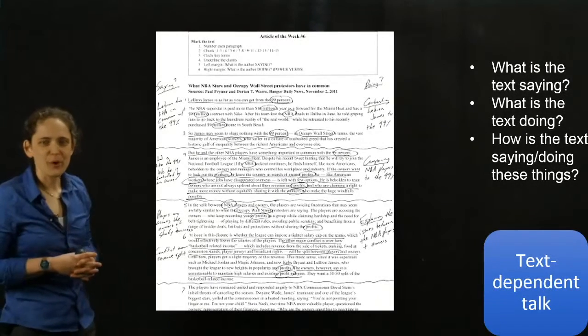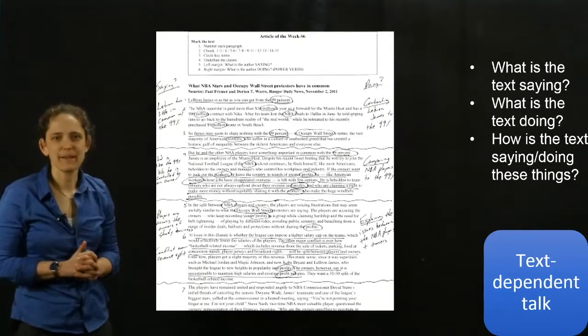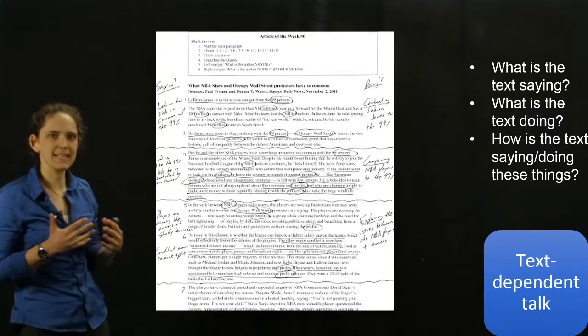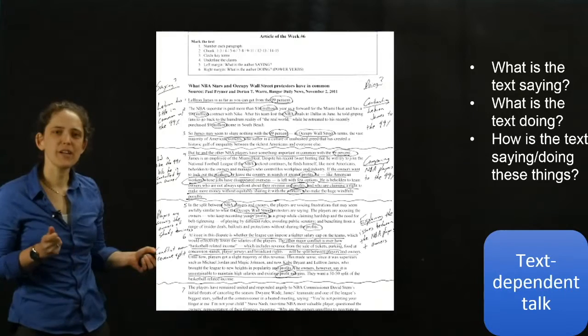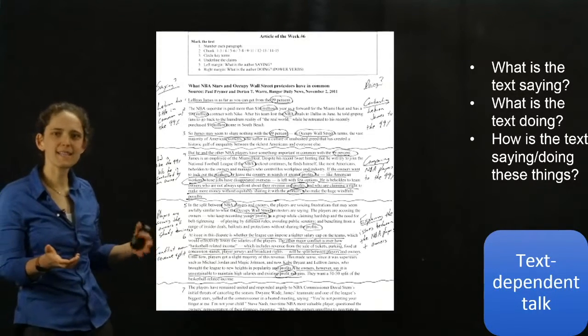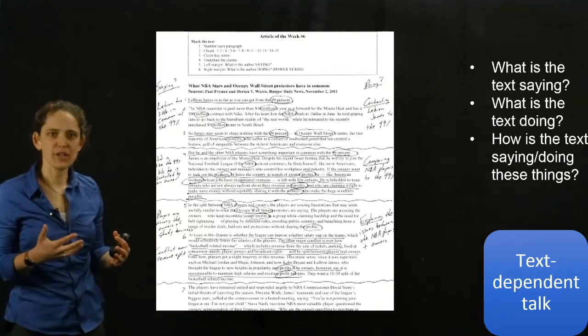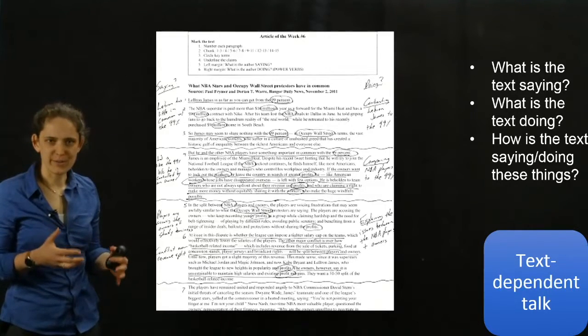So the last strategy that we're going to be talking about this year is the text-dependent talk strategy. And this just is the idea that whenever students are writing or whenever they're reading, the opportunity to talk about text they create or text they consume is really an opportunity for them to learn and remember those texts.